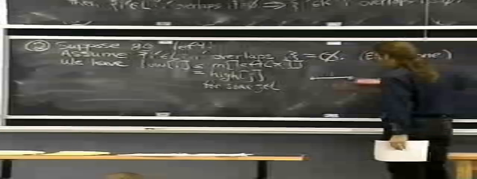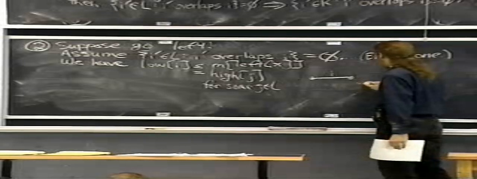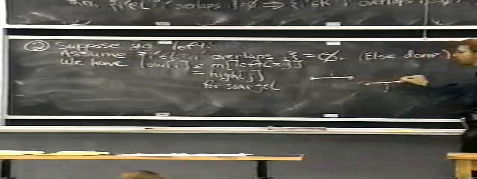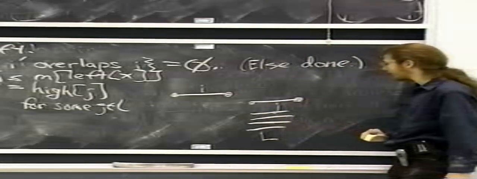We assumed that there was no overlap, right? This sentence here says there's no one in the left subtree that overlaps I. j is in the left subtree. That's the definition of m of left of x. So we're only looking at left of x. So in fact, j has to be over here. j cannot overlap. And we know it's over to the right because the right endpoint of j is to the right of the left endpoint of I.